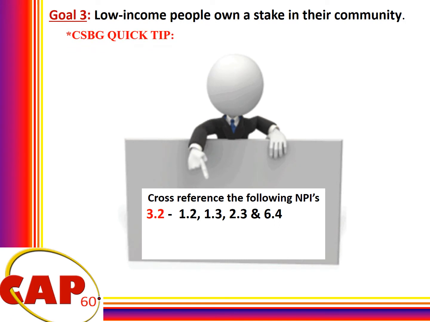Here is a CSBG quick tip regarding Goal 3. There are additional NPIs that should be cross-referenced, just in case they can be used in conjunction with the NPIs you have already selected. If you use NPI 3.2, please cross-reference NPIs 1.2, 1.3, 2.3, and 6.4.